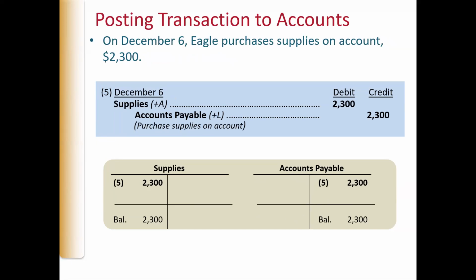On December 6th, Eagle purchases supplies on account for $2,300. Our supplies increased. Our accounts payable also increased, but accounts payable is a liability. So that makes sense that we credited it, because for liabilities and for stockholders' equity to increase, we credit them, right?